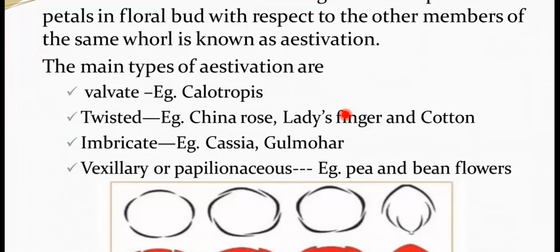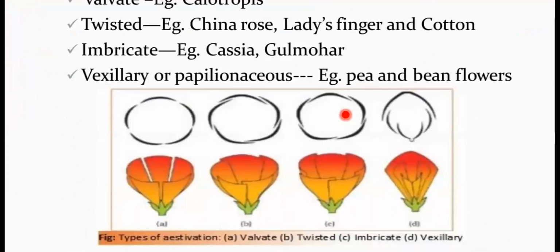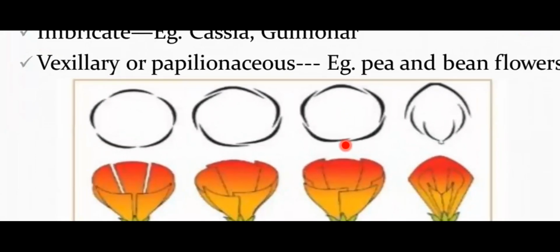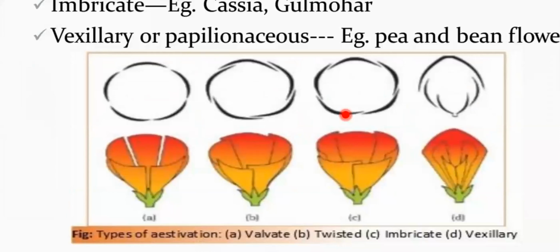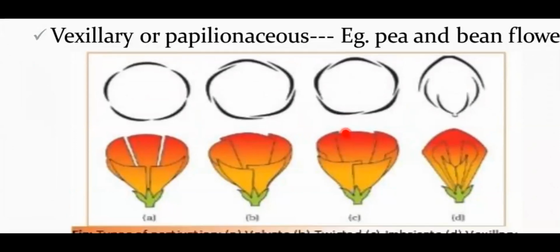So what is valvate aestivation? You can have a glance at the diagram also, students. Valvate aestivation is nothing but when sepals or petals in a whorl just touch one another. You can see the figure here. When they touch one another at the margin and don't overlap, then this type of aestivation is called valvate. Example in this category I have already given, that is calotropis.